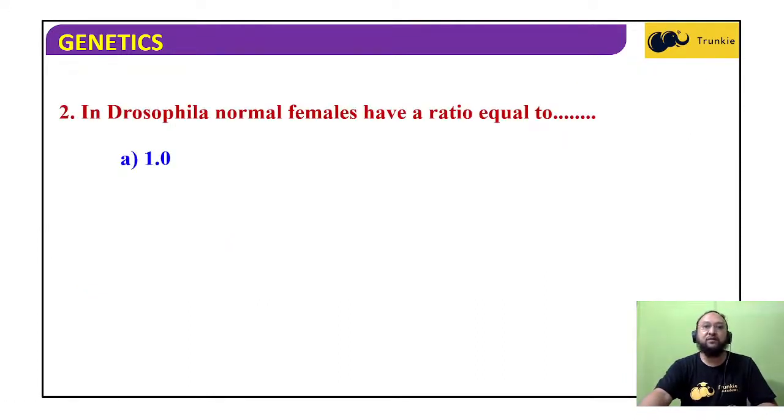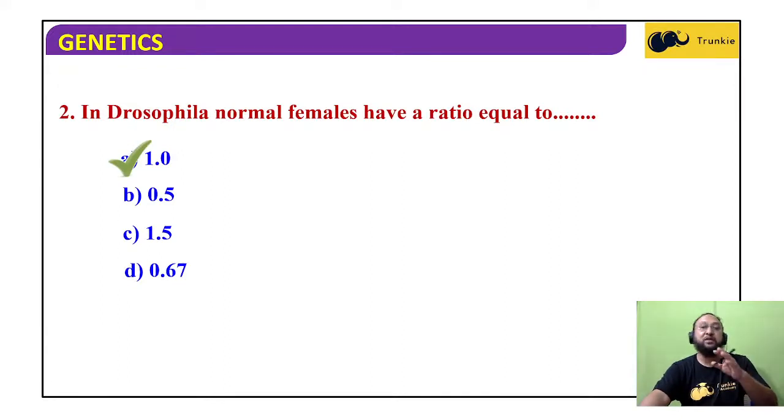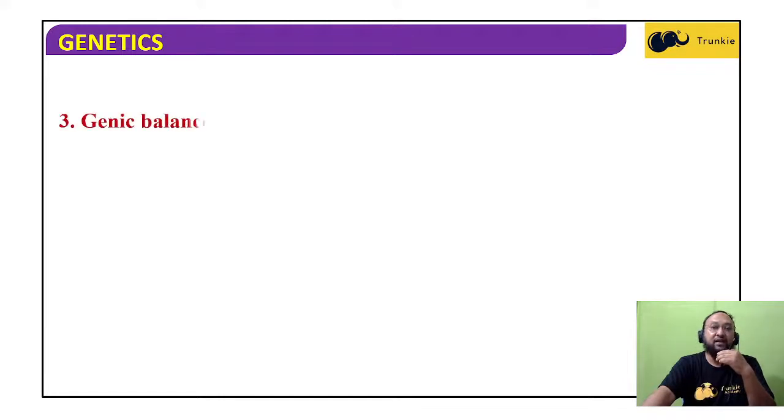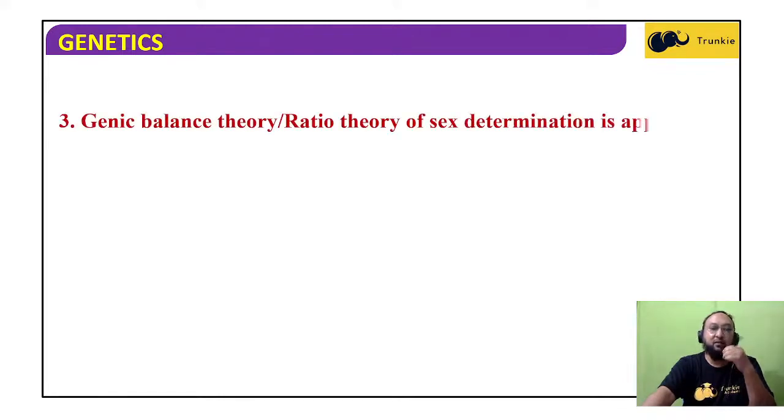In Drosophila, normal females have a ratio equal to 1.0, or 0.5, 1.5, or 0.6? It is 1.0. Yes, for the normal female we saw, whether it is 4 sets or otherwise, if the ratio is equal to 1, then we call this a normal female. And if it is more than 1, then it will be a super female.